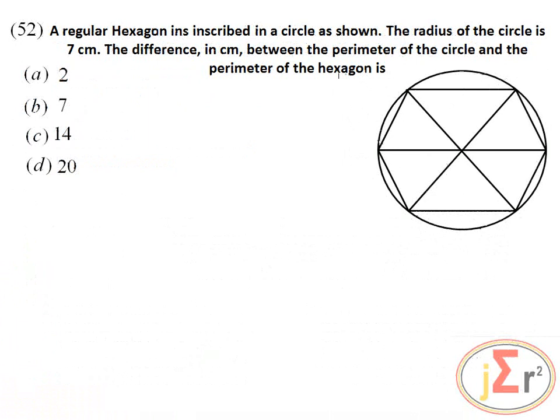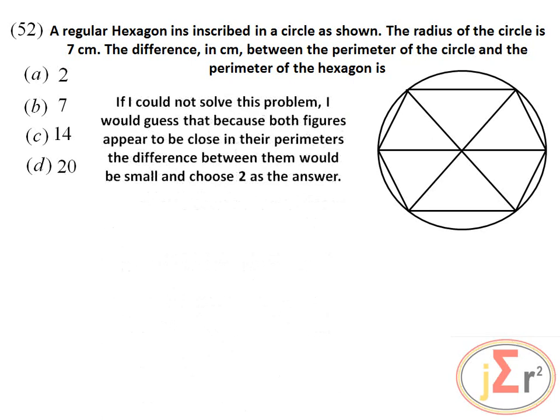A regular hexagon is inscribed in a circle as shown. The radius of the circle is 7 centimeters. The difference in centimeters between the perimeter of the circle and the perimeter of the hexagon is... and we are going to do our calculation.